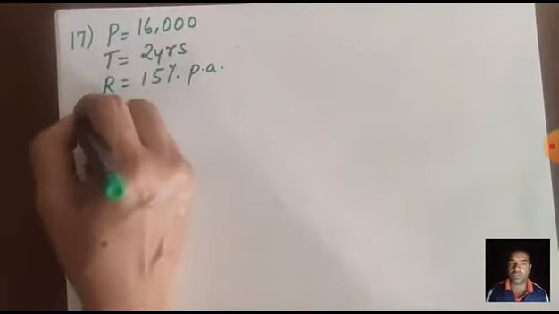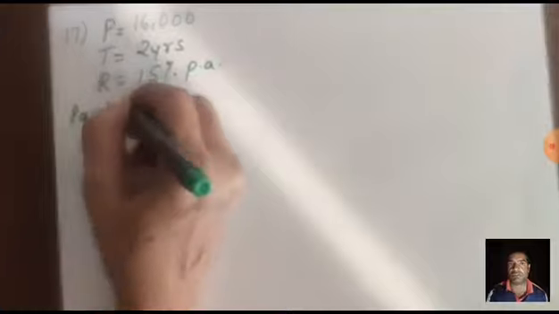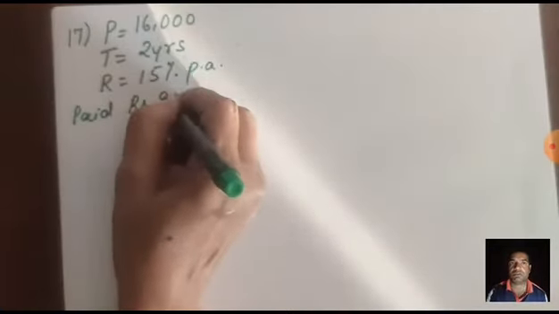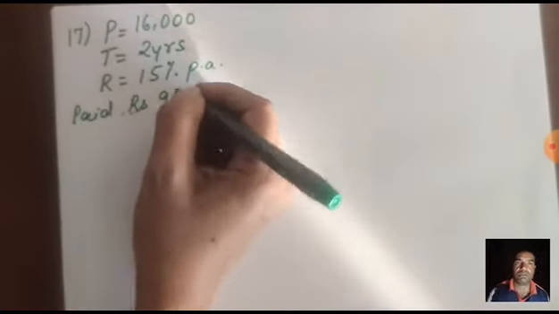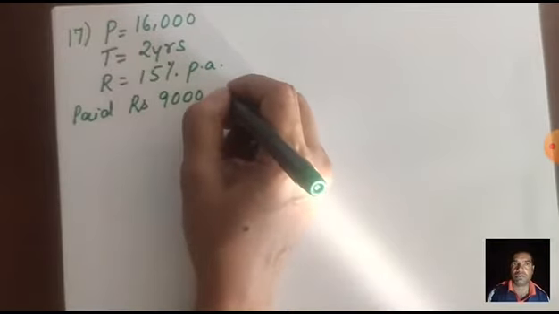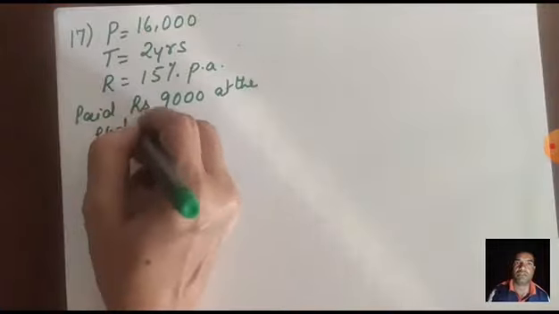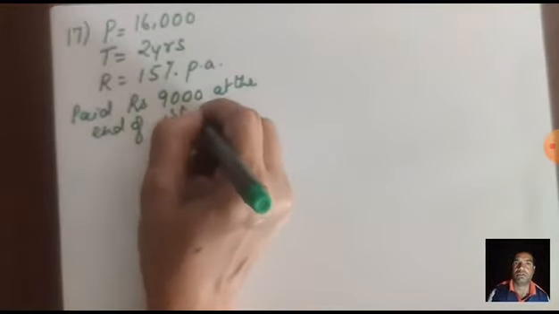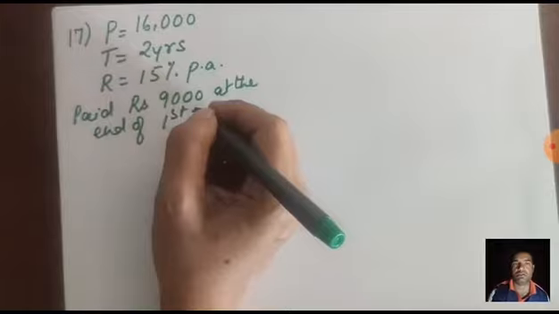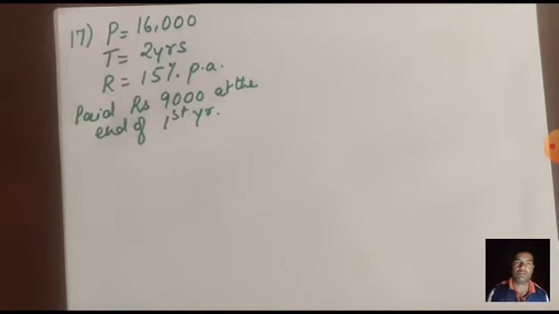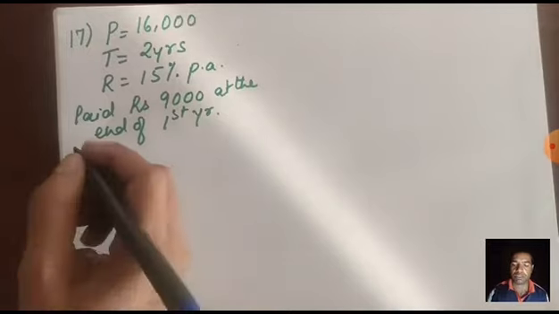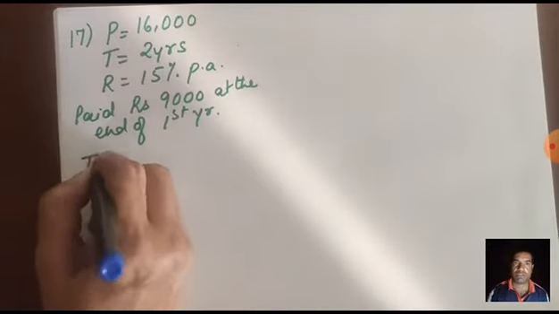And at the end of the first year he pays the 9,000. Okay, at the end of the first year he paid the 9,000. So how much does he have to pay at the end of the second year to clear the debt?